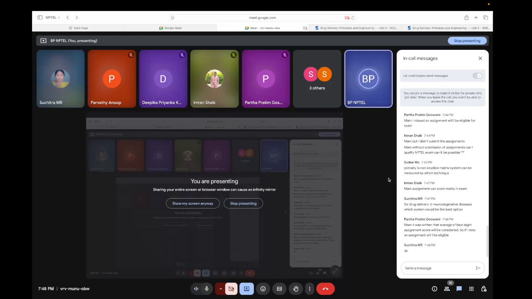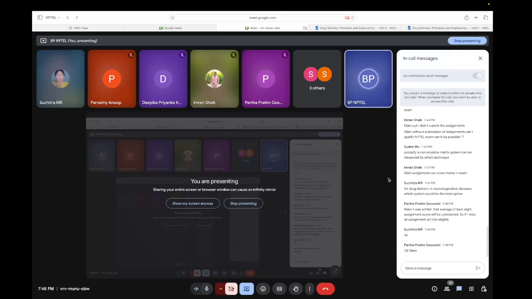If you are asking about whether you'll be eligible after missing the assignments, you have to write to the NPTEL team. They handle these assignment problems and everything, so they can let you know if you'll still be eligible after missing a few assignments.